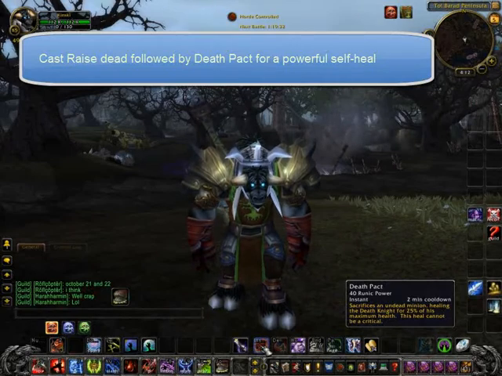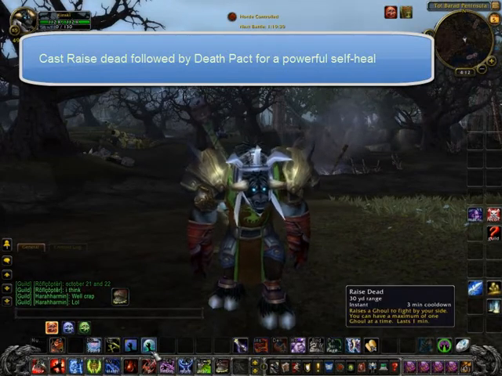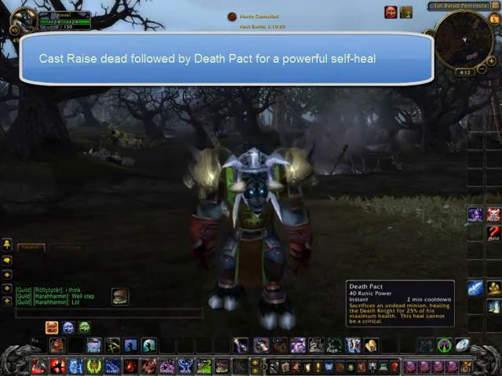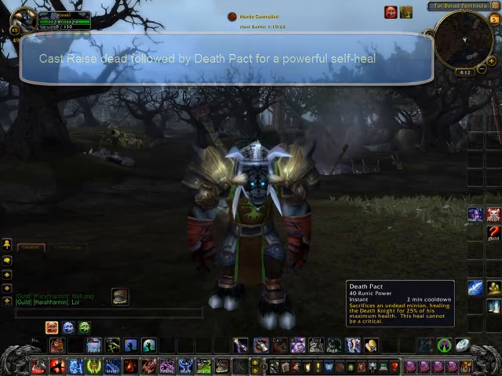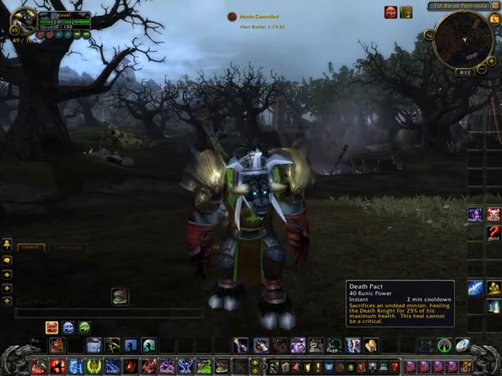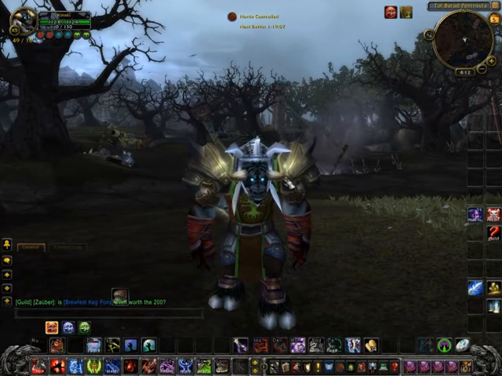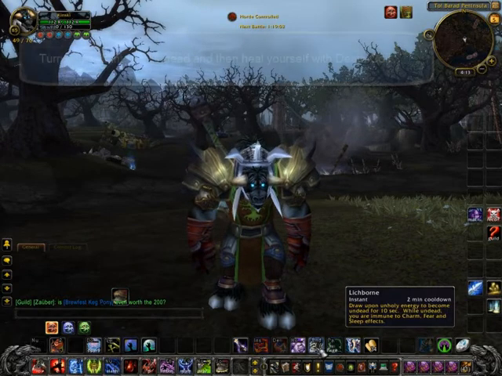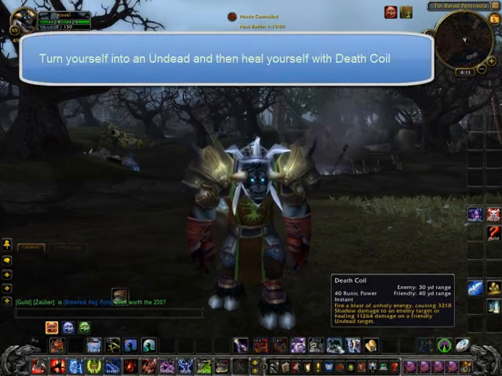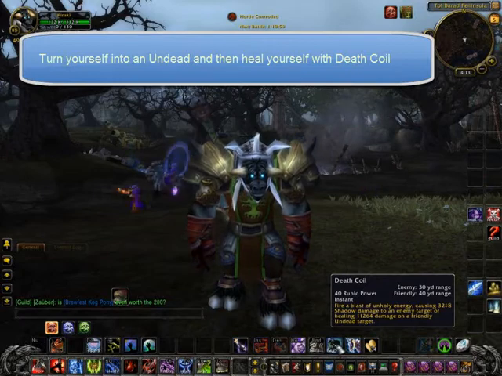It's also useful to be aware of the benefit of casting Raise Dead followed by Death Pact. What this does is, obviously this Raise Dead will summon your ghoul, and then you can immediately sacrifice the ghoul to heal you for a pretty big percentage, 25% of your maximum health. And the last thing that I wanted to briefly cover in this tutorial was how you can leverage Lichborn and Death Coil for a self-heal.